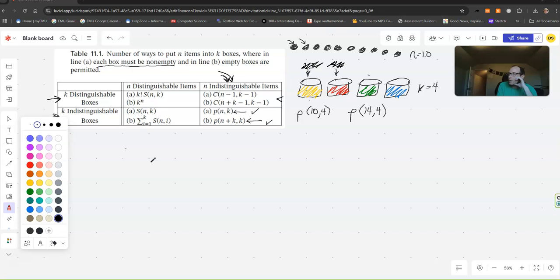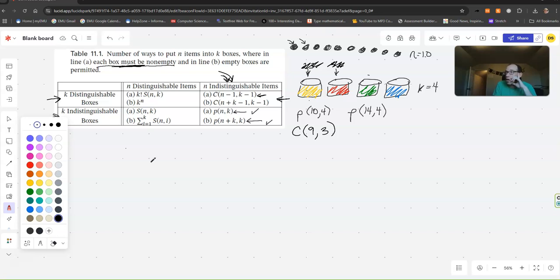So we've now moved up to this quadrant of our graph. And again, we just ask now, are we making sure there's at least one in each of the boxes? If so, then we're in situation A. So we would have C, which is combinations, by the way. C(n minus 1, k minus 1), so n minus 1 is 9, k minus 1 would be 3.